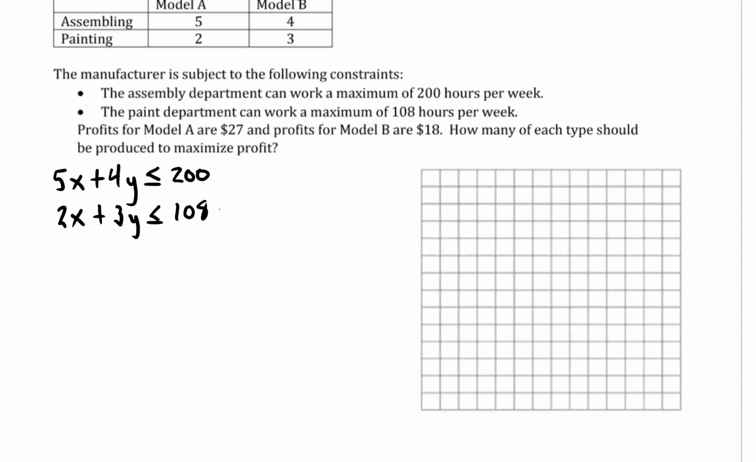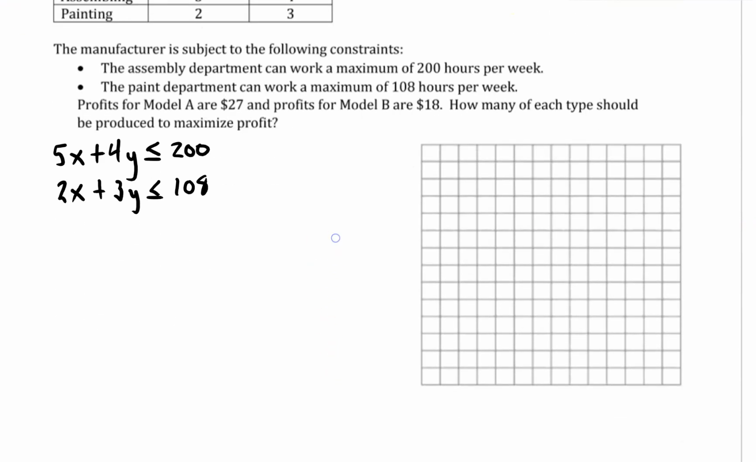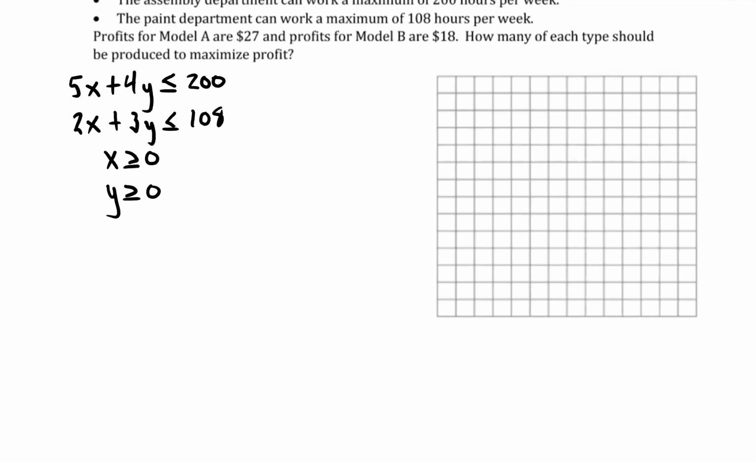And then what are our other constraints? Well, we have the same constraint of x being greater than or equal to 0. That makes sense because we're talking about time. You can't have negative time. And y is also greater than or equal to 0. So here are the constraints that we have. Now we're going to actually graph this thing.